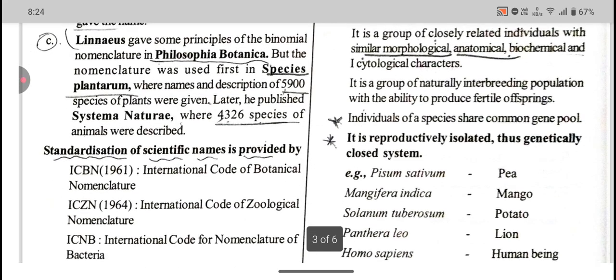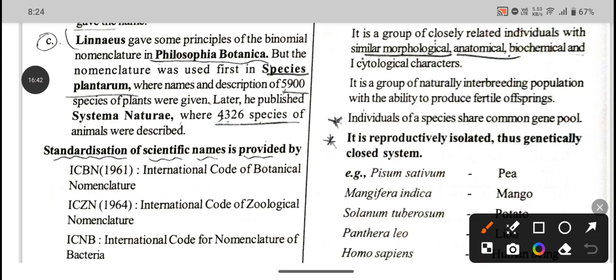Linnaeus gave some principles of binomial nomenclature in Philosophia Botanica, but the nomenclature was first used in Species Plantarum, where the names and descriptions of 5,900 species of plants were given. Later, he published Systema Naturae, where 4,326 species of animals were described. So Linnaeus followed this binomial nomenclature system in his respective books.